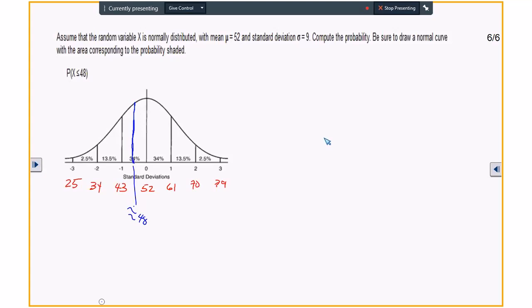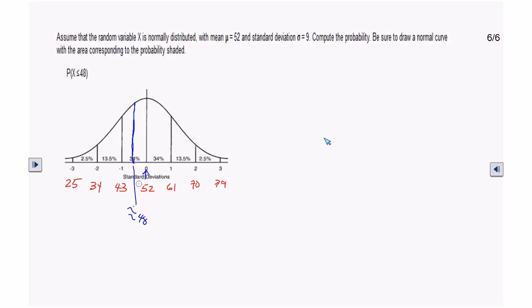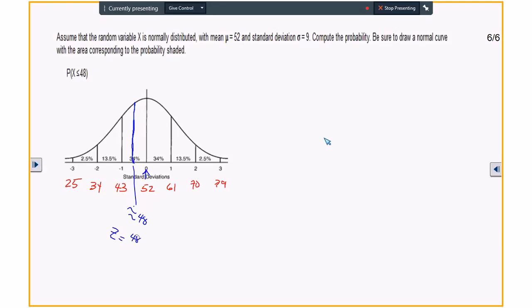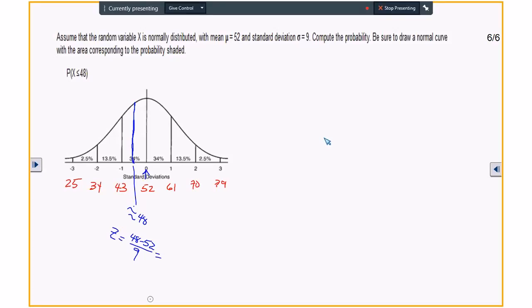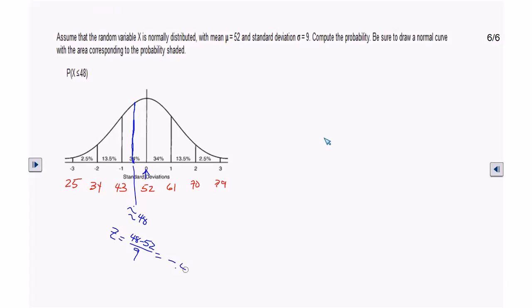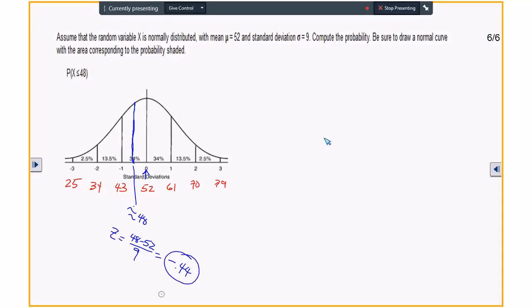But we're going to turn 48 into a, let's see, where is 0? Here's 0, so that means that our z-score is going to be what? Negative. So 48 minus 52 divided by 9. Somebody give me 2 decimal places. Negative point what? Negative 0.44. So, since that's about halfway, that's 17, that's 30, I'd say it's around 33%. That's what I'm going to say.